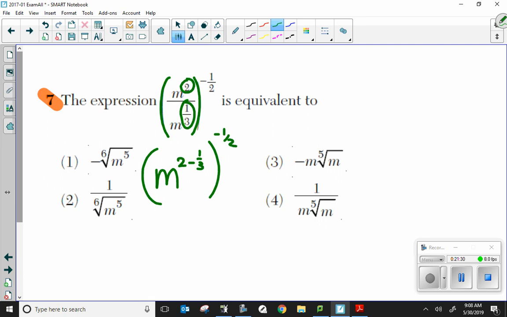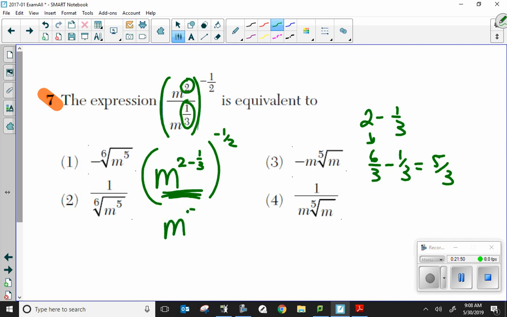So let's simplify this even more so we have one exponent. 2 minus 1/3. Well, I really should get the number 2 to become a fraction with a 3 in the bottom, 6 over 3. That's the same thing. 2 minus 1/3 is 5 over 3. All right. So I have m to the 5/3 raised to the negative 1/2.